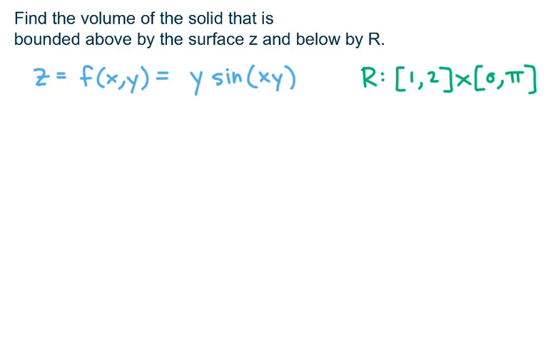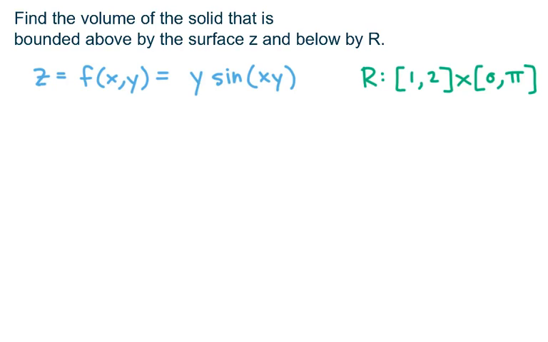In this example, we're going to find the volume of the solid that's formed or bounded above by the surface z, a multivariable function, y times sine of x times y, and below by this region R. So we have a rectangular region R.